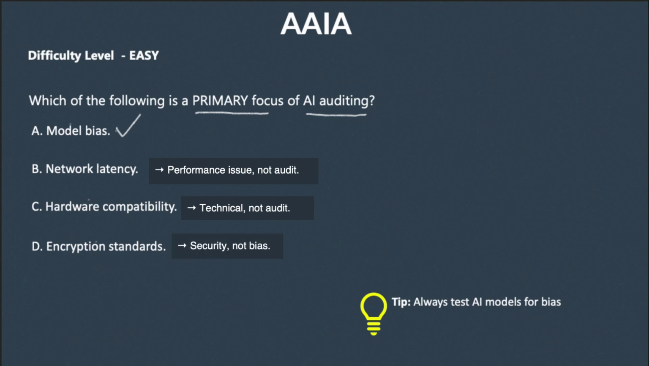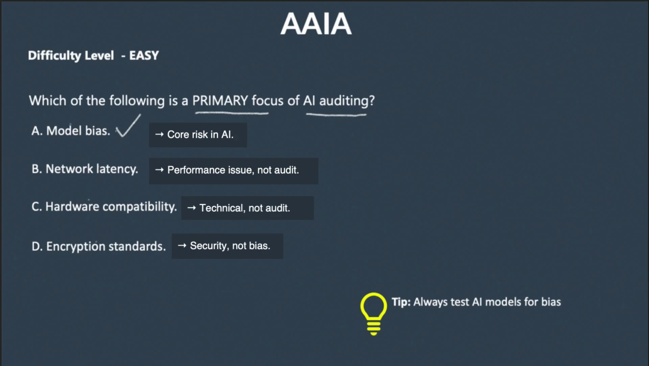So we have D, encryption standards. This is security, not bias. Encryption protects data, but doesn't address discriminatory outcomes. So with this, D can also not be the answer. So that leaves us with A, model bias. This is a core risk in AI. In one audit, biased loan approval models led to regulatory issues.